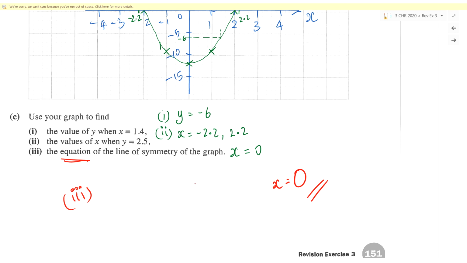I hope this gives you more confidence to score for your graph questions. They always carry a lot of marks.